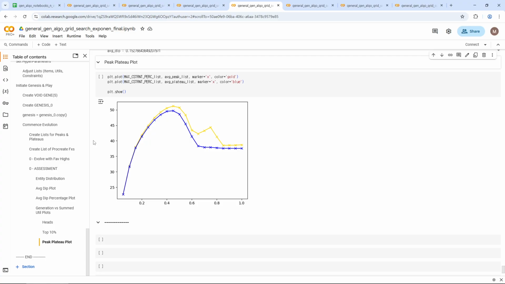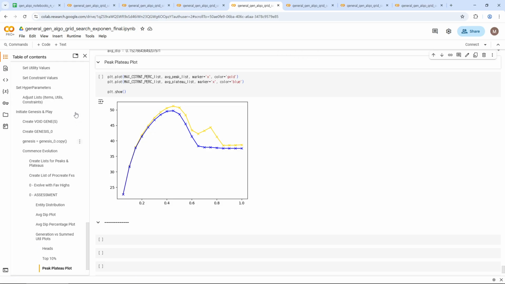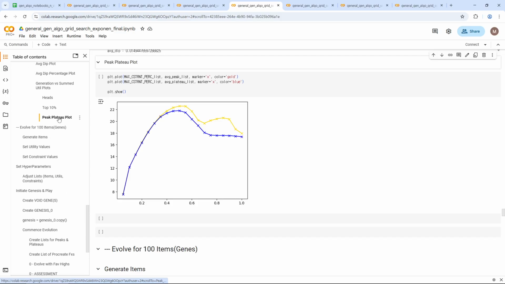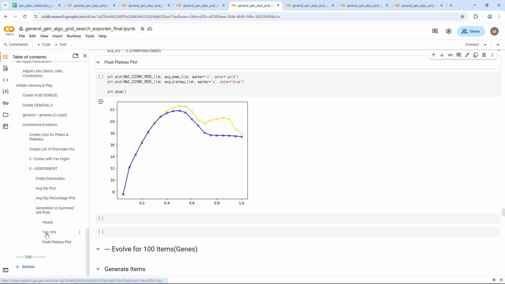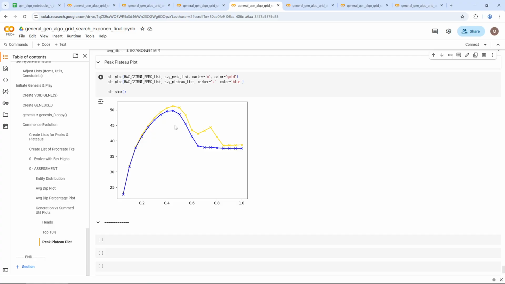But one thing to note here is that when we use the exponential distribution, the average plateau level dips, again for the same reason. It's because we're actually not getting a lot of innovation through procreation, because less and less procreation is happening as the max constraint percentage goes up.